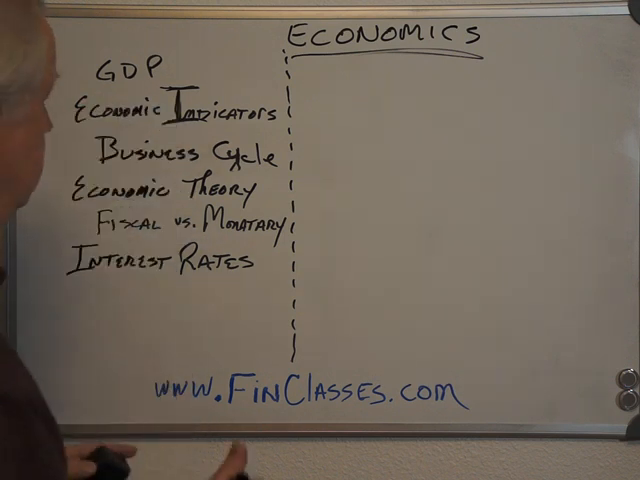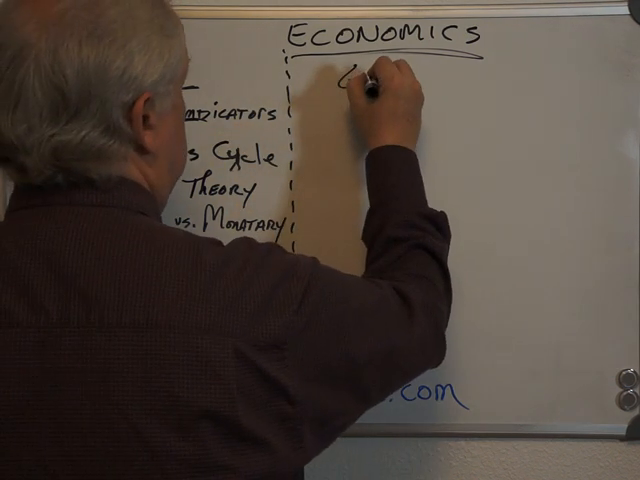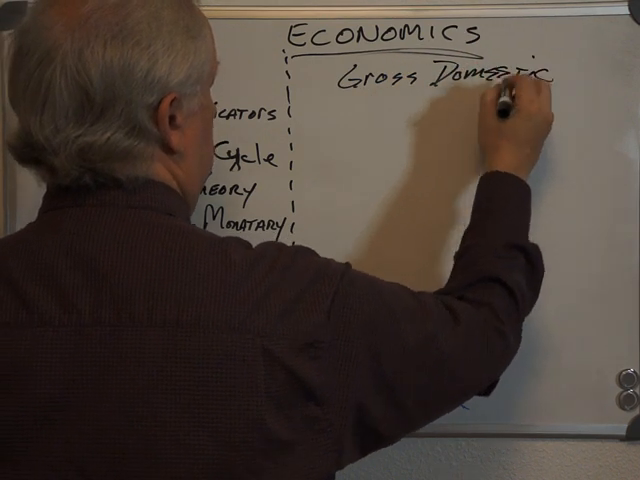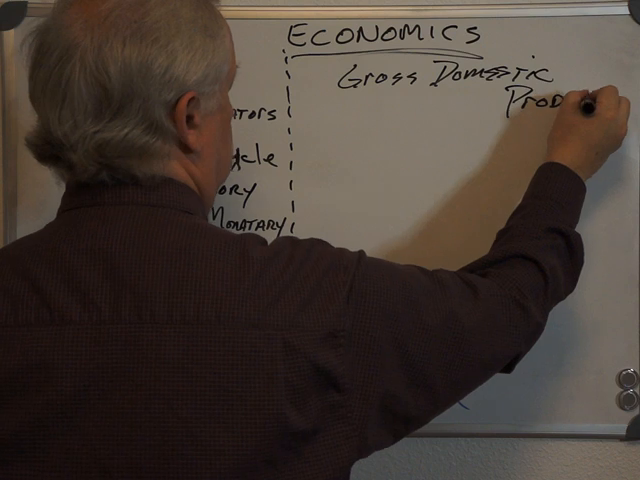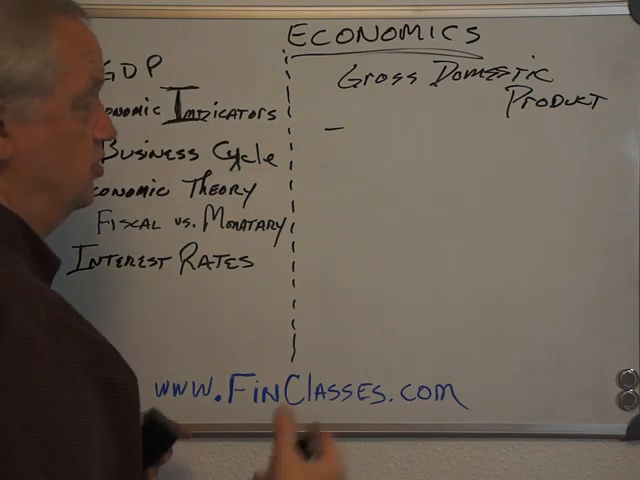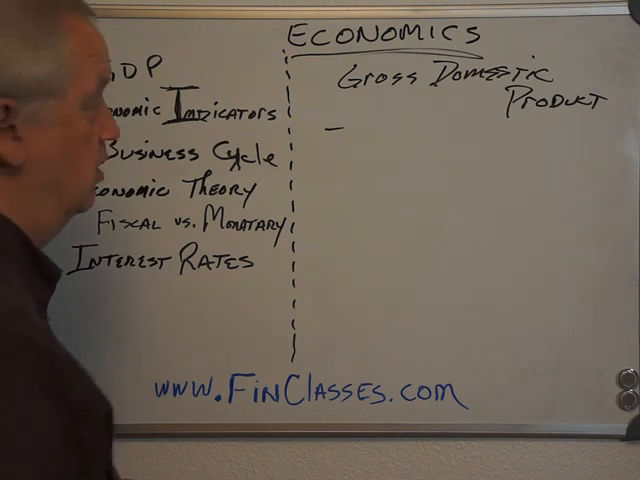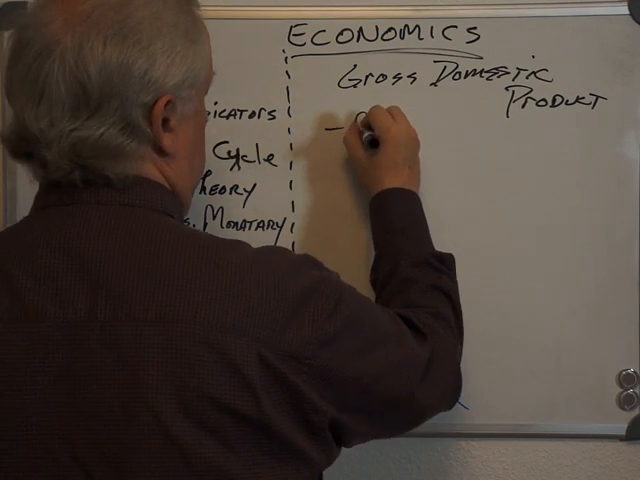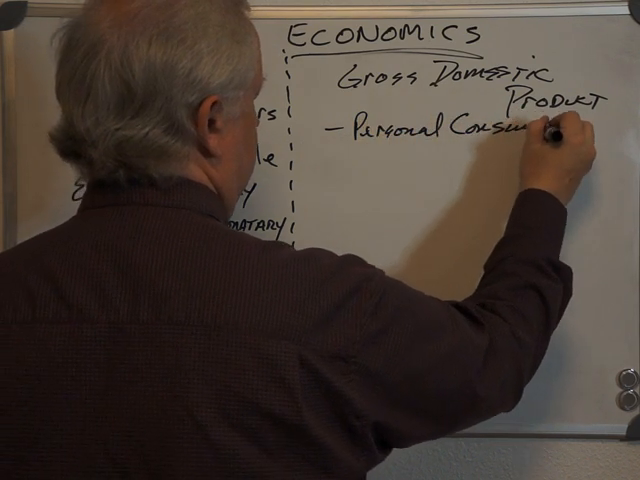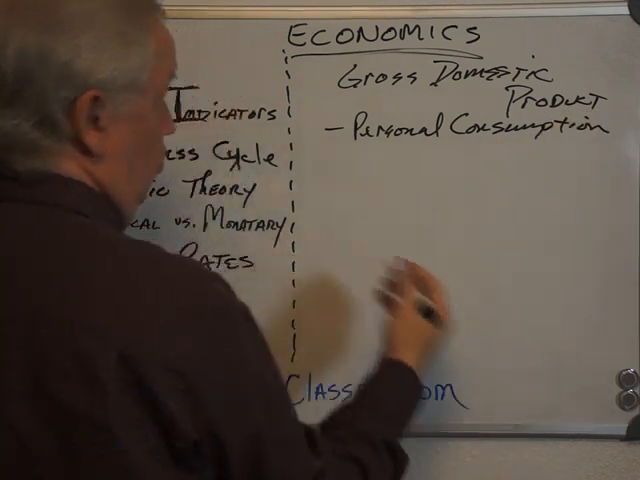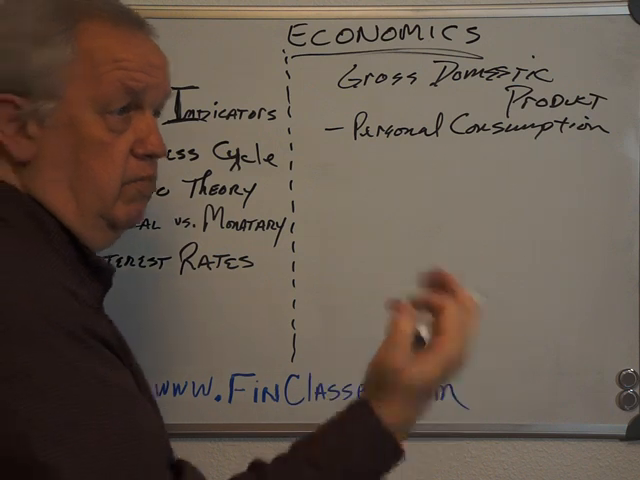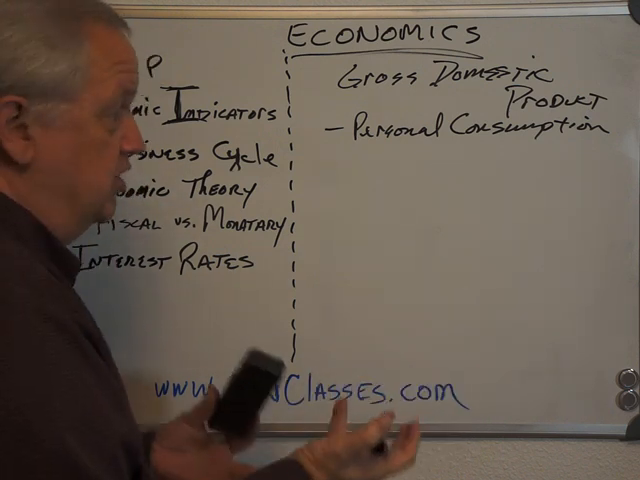Let's talk about GDP. Gross domestic product. What does it have? It is our personal consumption. But what of? It's not our consumption of imports. It's products that we make here.